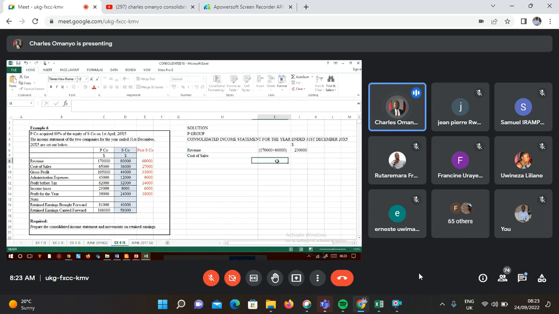We next go to cost of sales. In our cost of sales, we also do the same. 65,000 of the parent plus 27,000 of the subsidiary. So that is 65,000 cost of sales of the parent plus 27,000 cost of sales of the subsidiary. It gives you 92,000.